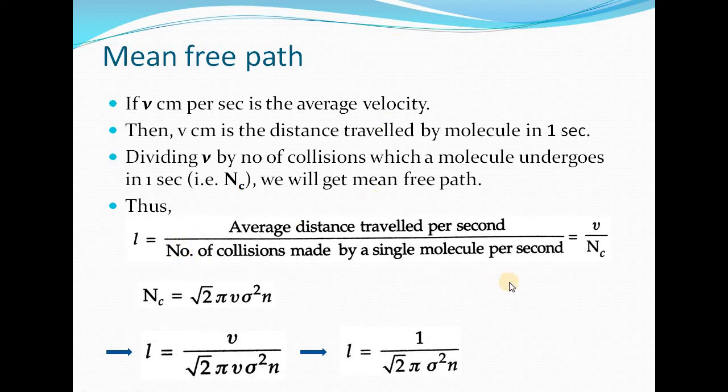So we have L is equal to v by nc. We have nc equal to root 2 times pi v sigma square n. This expression we have already derived. So substituting the value of nc here, the mean free path will be equal to v by root 2 pi v sigma square n. Now cancelling this v, we have L equal to 1 by root 2 pi sigma square n. So this is the expression for mean free path, where L is equal to 1 by root 2 pi sigma square n.